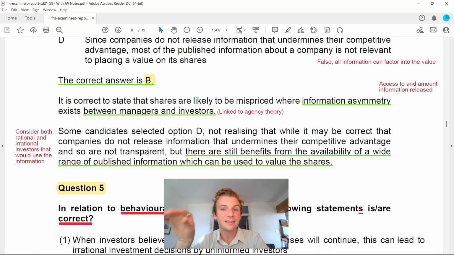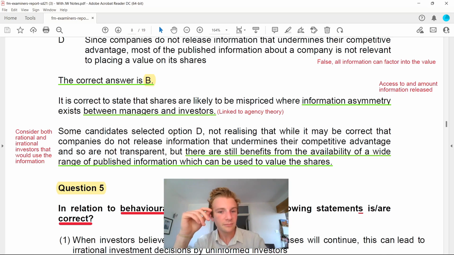information asymmetry, so that's linked between managers and investors. If you haven't got agency theory down, another key theory in financial management, that is whether the managers are working for themselves versus working for the owners of the company, the investors. That's where they've both got different aims from what they're doing. The investors want a return on their investment.